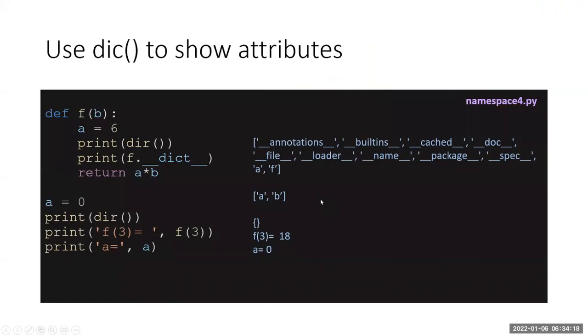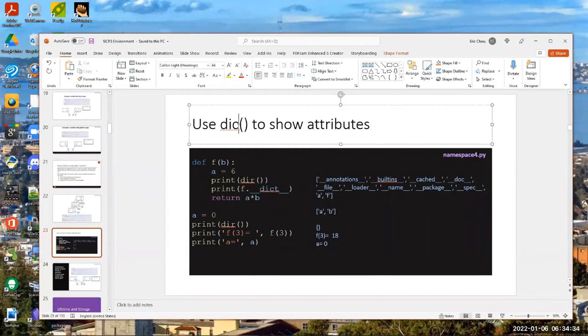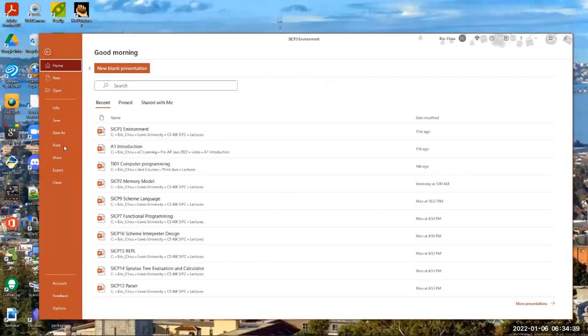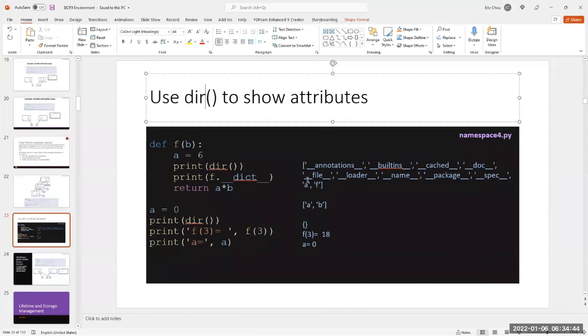So you can use the dictionary and DIR. You can see the DIR for your attributes and the dictionary also for the definitions. DIR is to find out your references. So you can use your DIR to find out what modules you have.